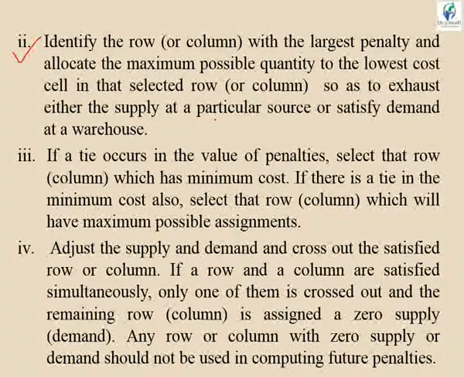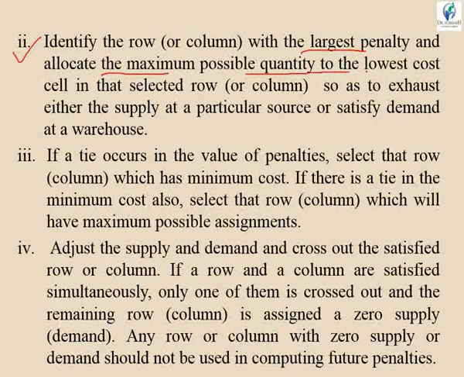So once you have calculated in your first step the penalties of each row and each column, now the second step is to identify the row or column with the largest penalty. Whichever row or column has the largest penalty, you need to identify it and allocate the maximum possible quantity to the lowest cost cell in that particular column or row. So suppose for example you have calculated the penalties of each row and each column.